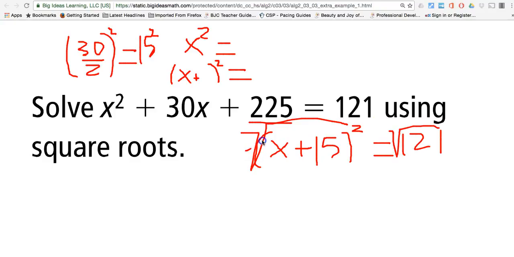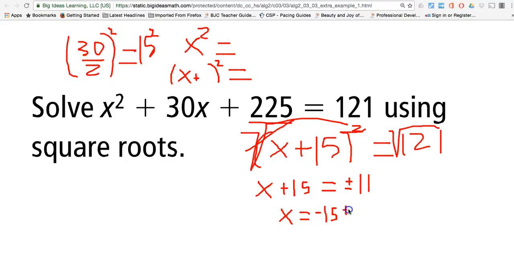And remember, when you take the square root, your radical and your exponent cancel. So we're just left with x plus 15 on our left-hand side. And on our right-hand side, remember, the square root of 121 is 11, so we get plus or minus 11 here. Okay, now you just solve this like a simple algebra equation. We have to subtract 15 from both sides, so we get x equals negative 15 plus or minus 11.